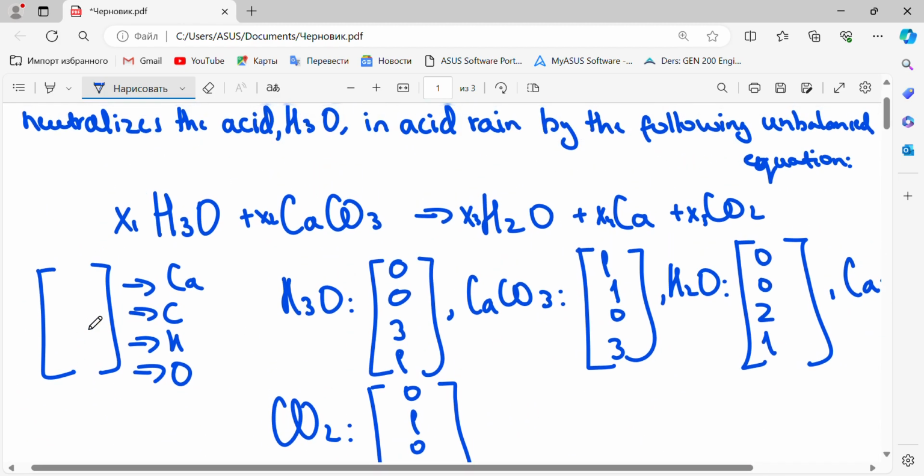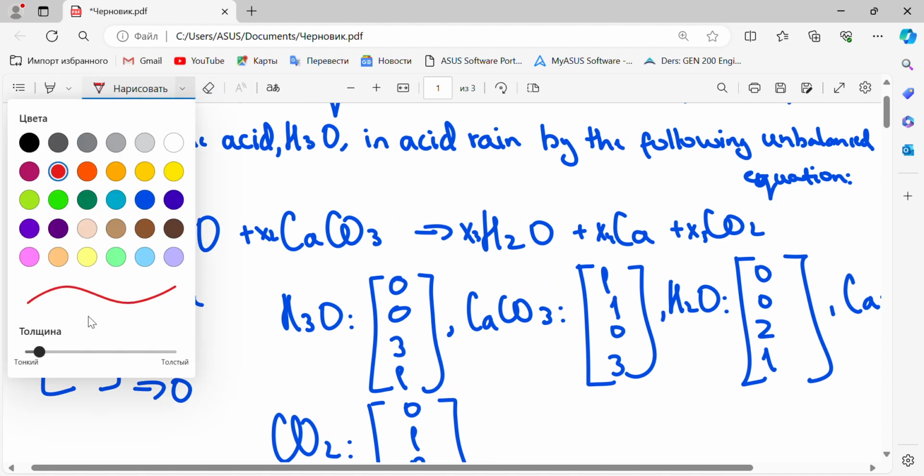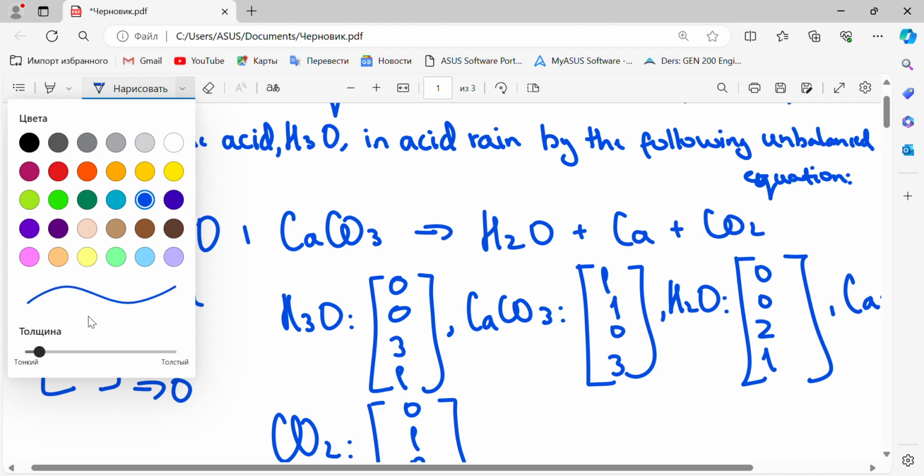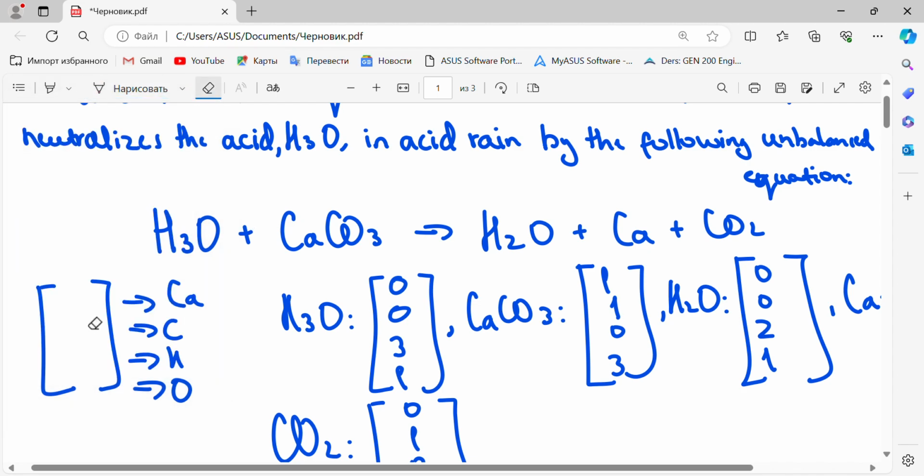Okay, and let's see, is it correct? Let's remove these coefficients. So we say that x1 is 2, the second compound is 1, the third compound is 3, another one, what was x4, is 1, and carbon dioxide is going to be 1.